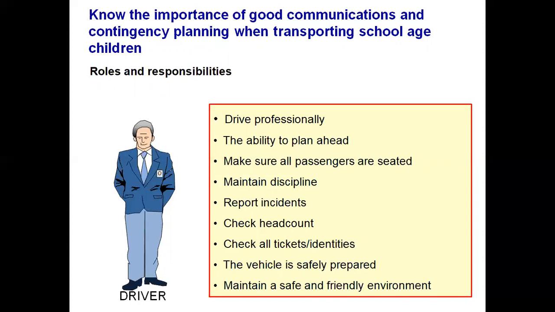You must make sure all your passengers are seated and wearing their seat belts. So it may be you have an assistant or escort that they fasten the seat belts on behalf of the children. It is still your responsibility to check that the seat belts are fastened before you drive off. You must be able to maintain discipline so that you're not distracted from driving and you can maintain your concentration on the road. You must report any incidents. Incidents are anything that happen out of the ordinary. So you report it to the contract provider, which is either your dispatch office or directly to the LEA. Incidents can include sickness, bad behavior, allegations, etc., or even observations you've made of the child.